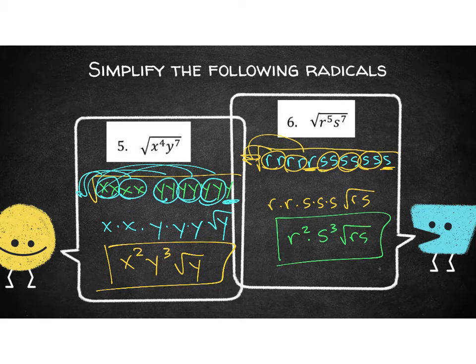Now, you're probably thinking it doesn't look any simpler than the one we started with, except for the fact that mathematically it is, because mathematically we removed the perfect squares from underneath the radical, and that is the definition of simplifying the radical. Take those perfect squares out from underneath the radical. You can't leave them in there.